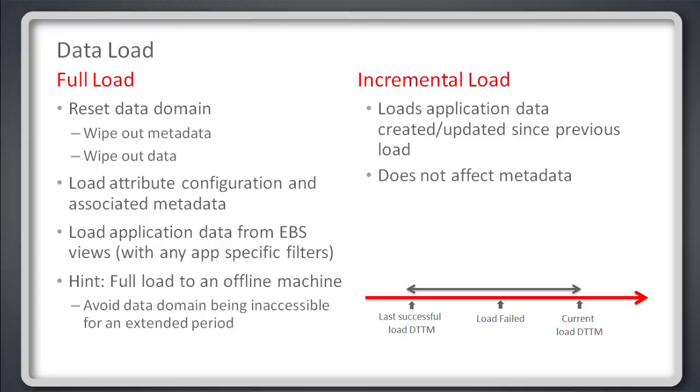And when you are doing that, we bring not only the data, we bring the metadata as well. From that perspective, the source of truth for metadata is EBS. So once you run the full load, you wipe out the metadata and the data and bring the whole thing again from EBS. When you are loading, the data comes from EBS views. That's what the product team has developed, and these views sit on the EBS tier.